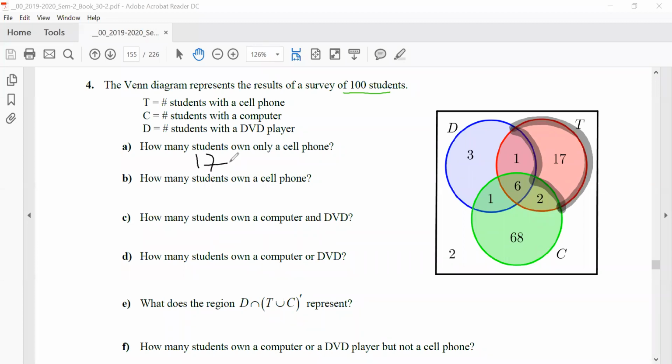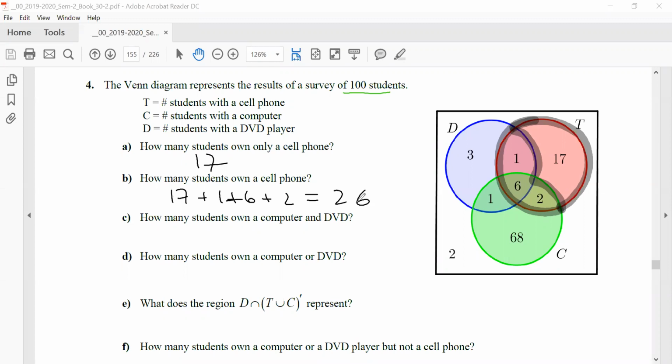How many students own a cell phone? Well, that changes the question. Own a cell phone would be this whole circle. So that would be 17 plus 1 plus 6 plus 2, 18, 24, 26. I don't know when this survey was done, 1995. I'm sure the answer now would be 99, right?